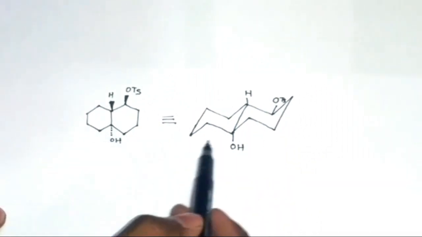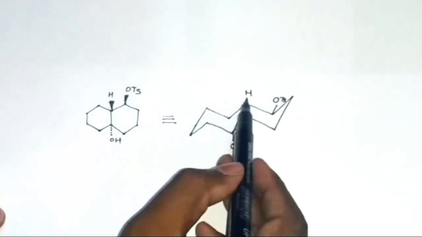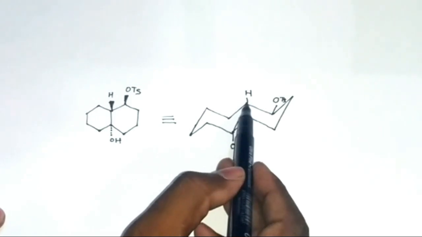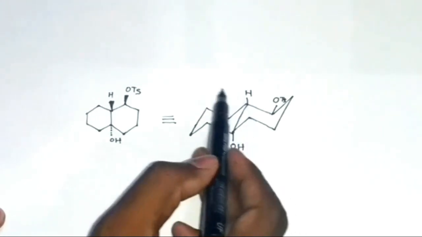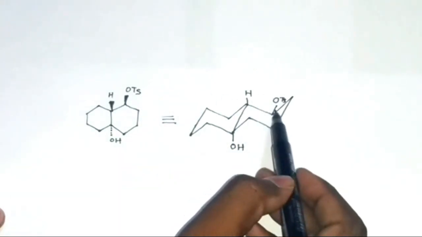The OH group is below the plane of the paper. This H group is above the plane of the paper, so I have kept it in the axial position. The OTS group is also shown above the plane of the paper.